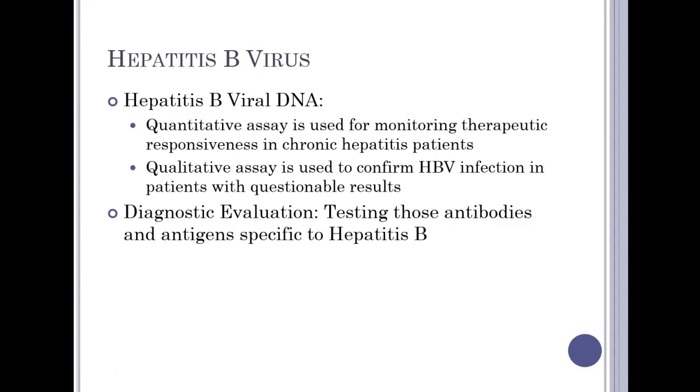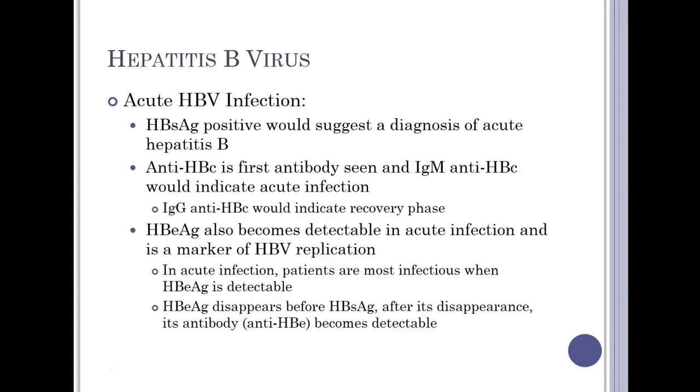So we can also look at viral DNA. We can do a quantitative assay to monitor therapeutic responsiveness for someone who's being treated, and a qualitative assay to confirm that the patient has infection. Usually we test for the antibodies and antigens specific to hepatitis B to see where they're at with the disease and when they could have gotten it.